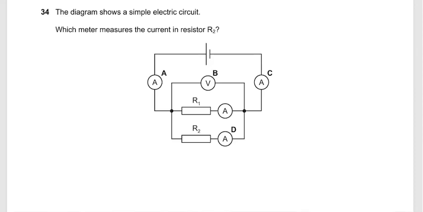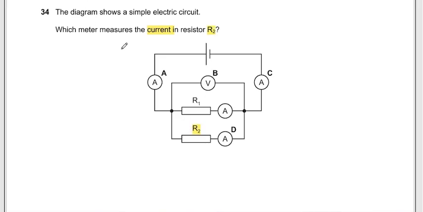We're looking at question 34 of summer 22 paper 125054. The question says the diagram shows a simple electric circuit. Which meter measures the current in resistor R2? And you can see this is the resistor R2.